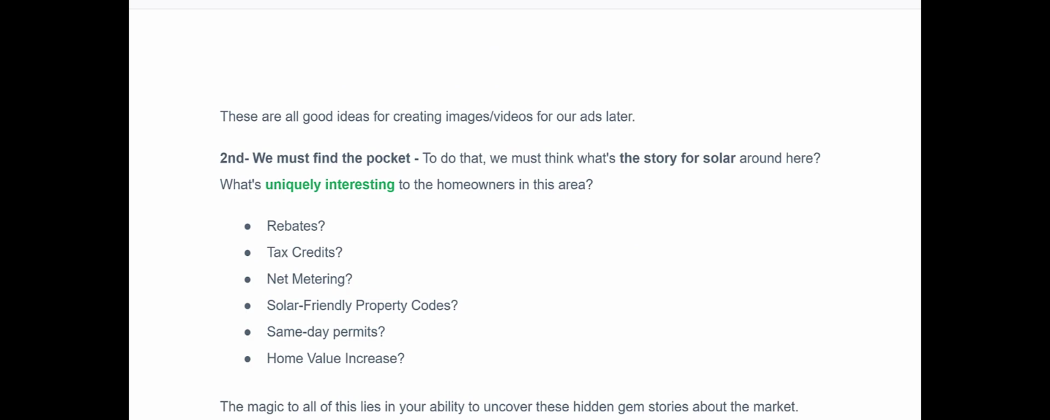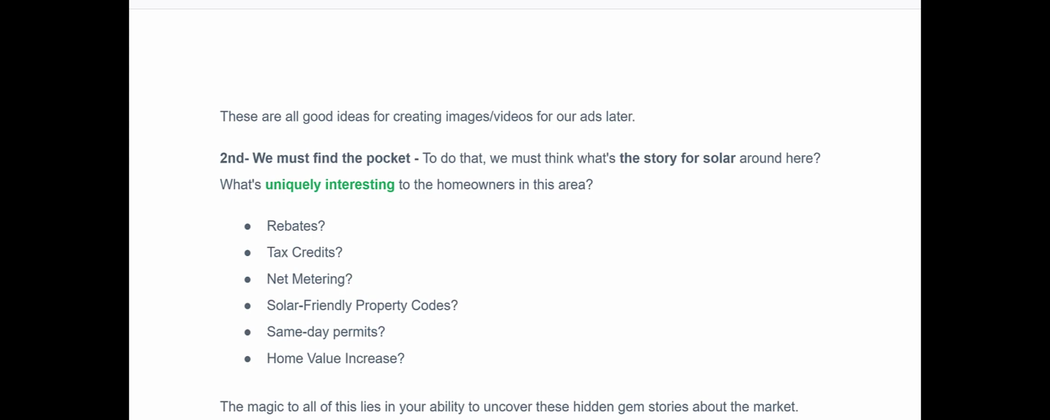Now, step number 2, we must find the actual pocket. Now, what do I mean by that? Well, we have to really uncover the story of your product in this market, right? If it's solar, if it's roofing, if it's pest control, if it's security sales, I mean, we really want to find something that's uniquely interesting to the homeowners in your area, right? To the prospects in your area.